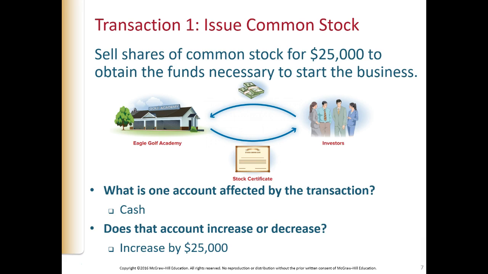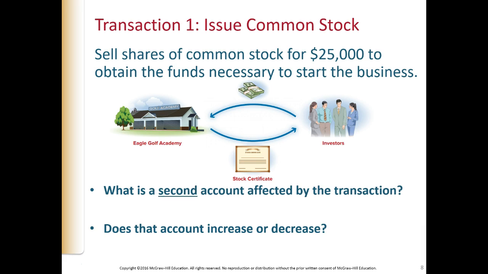Now, there must be a second part of the transaction. And what account is affected? Well, we are issuing common stock. We, the corporation, are issuing common stock, and that account will increase by $25,000 since we are sending out shares of stock.